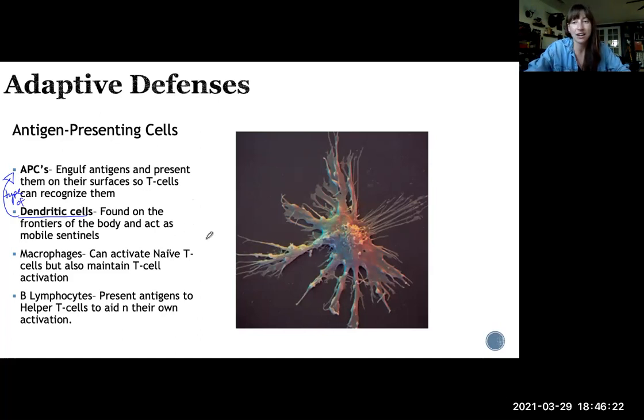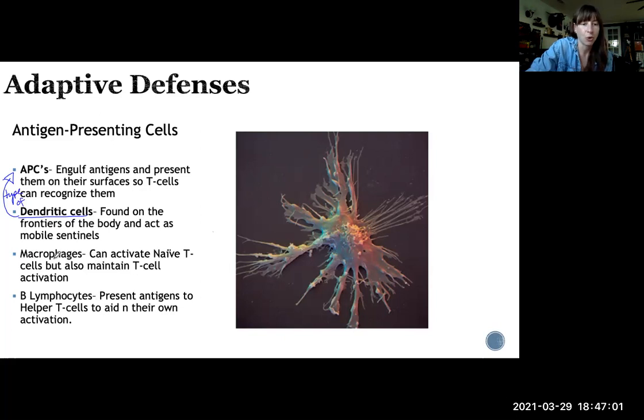Dendritic cells are ones that are found at the frontiers of the body. So basically like near the surface of the skin or near your orifices, places where stuff can get in. So they're basically like front lines, okay? So they are also sentinels, which means that they sound the alarm first. They're the ones that are keeping a lookout, and they alarm first. They notify the immune system, right? Okay. Macrophages can be APCs, and B lymphocytes can also be APCs, okay?